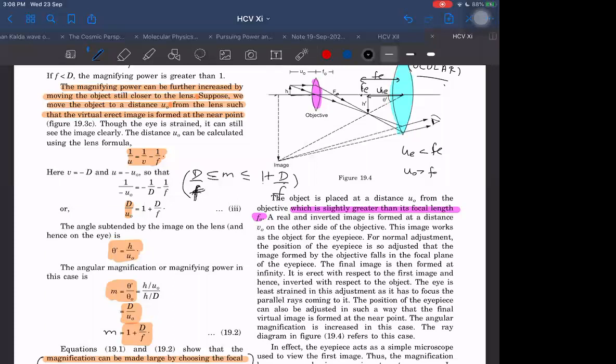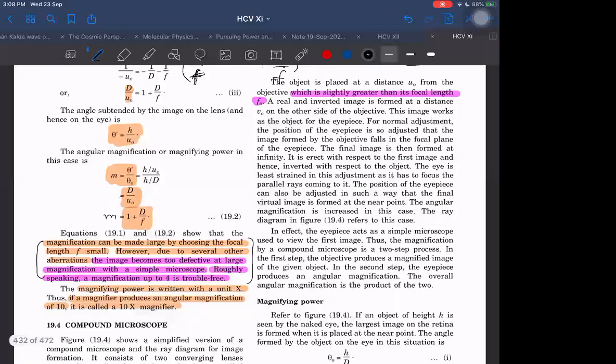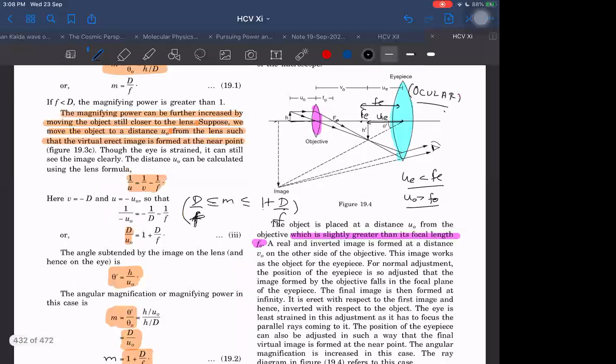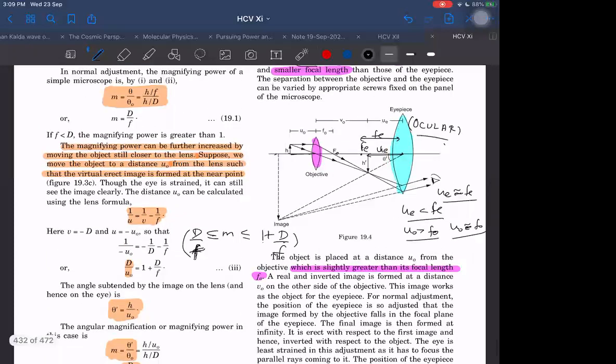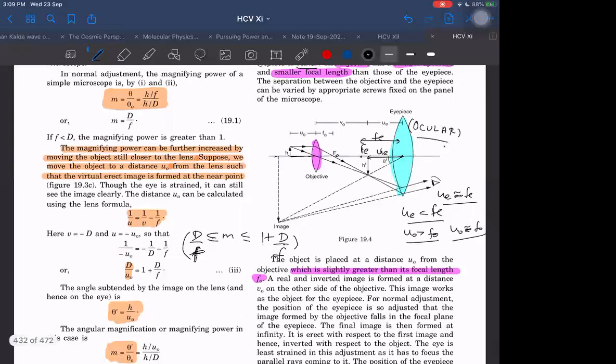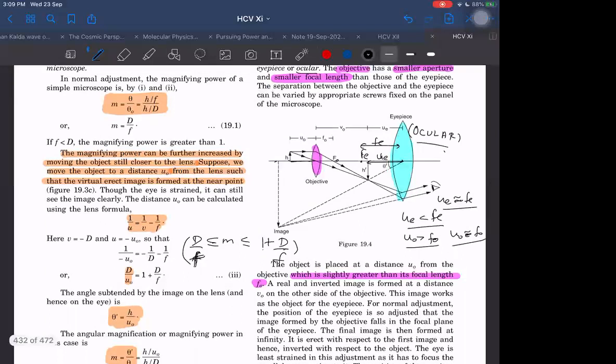Although this is less, I can also say it is nearly equal to FE, and the other one also, I can say U naught is nearly equal to F naught. Why I'm saying nearly equal is important sometimes, because in a problem, they may give us less information. When they don't give us adequate information, then we use these approximations when the data is lacking.